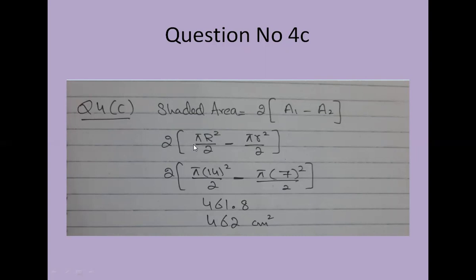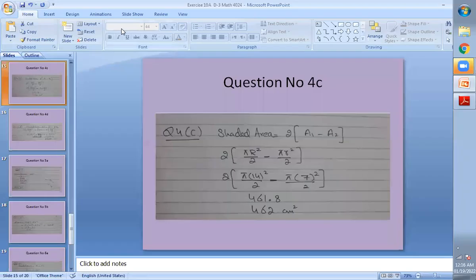You will write 2 bracket start pi multiply 14 square divided by 2 minus pi multiply 7 square divided by 2 bracket close equals, and that will give you 461.8, that is 462 centimeter square. So this is how you will solve question number 4, its C part. I hope that you understand this question. So let's move to the next part.